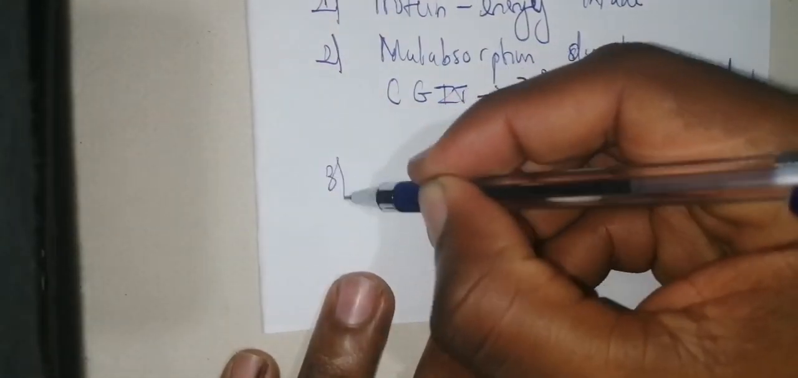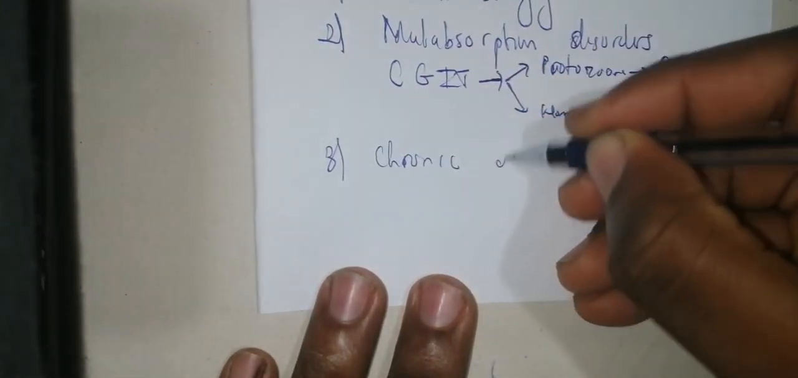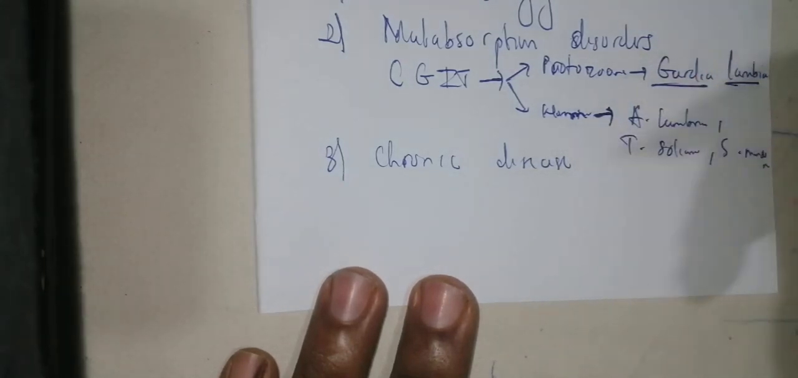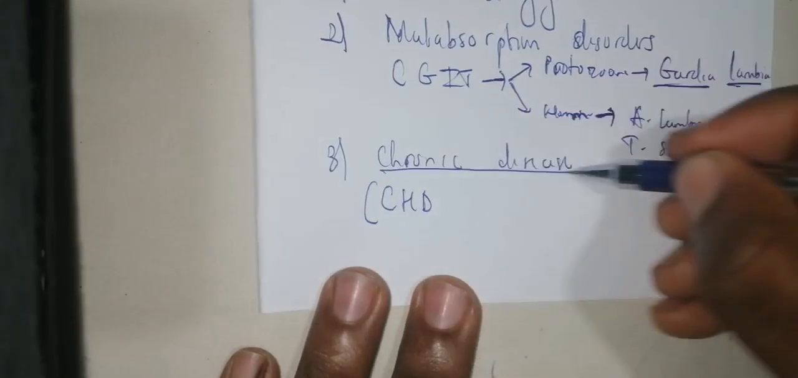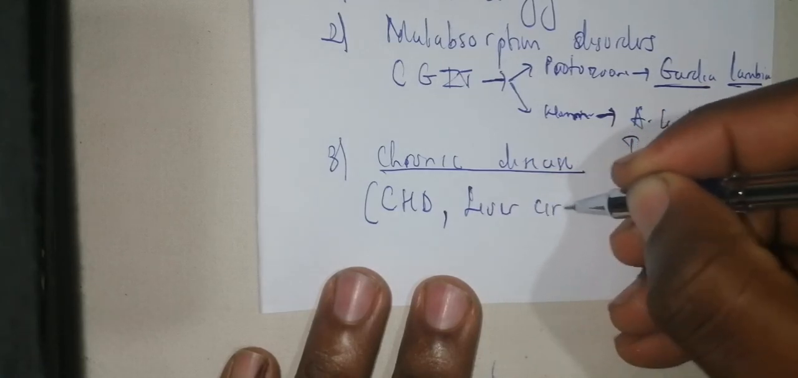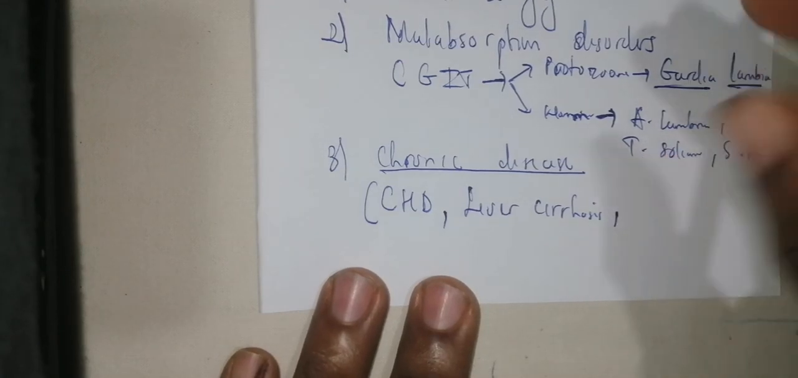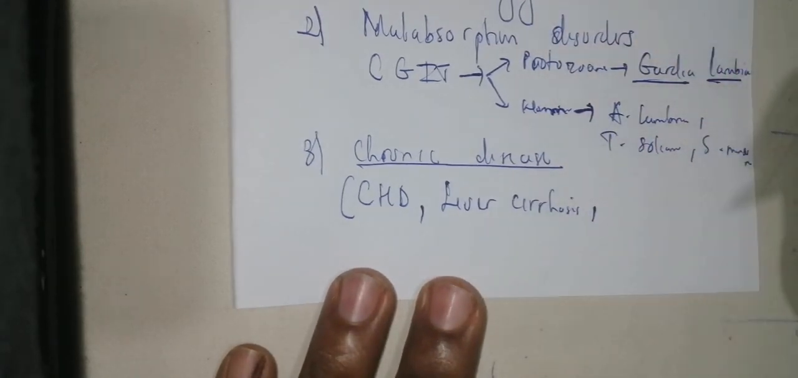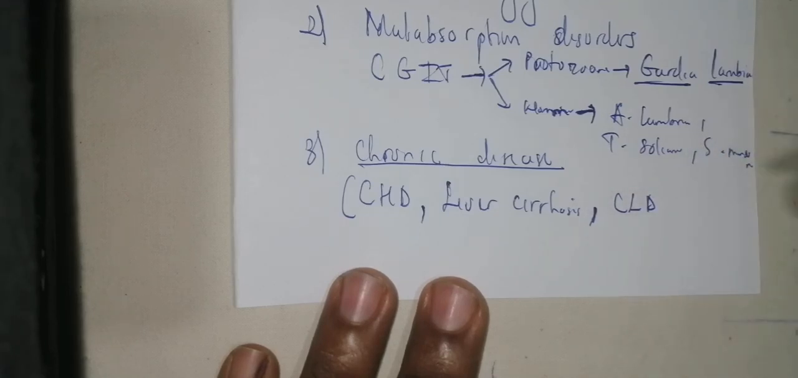The third group of pathogenesis is chronic diseases. Examples of chronic disease that the child can have from birth till adulthood: congenital heart disease. Is it clear? The next chronic disease the child can have is liver cirrhosis, which is biliary in origin, so biliary cirrhosis. Is it clear? The child can also have a chronic lung disease, like bronchopulmonary dysplasia.